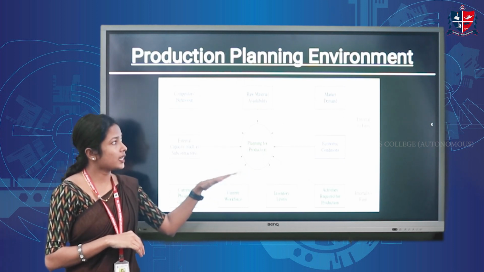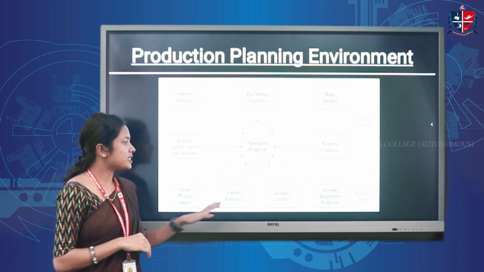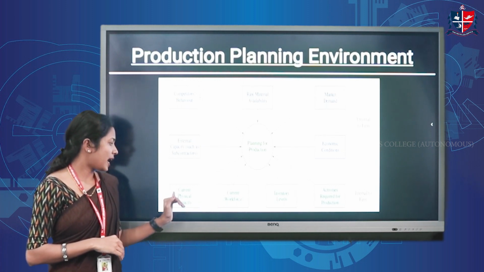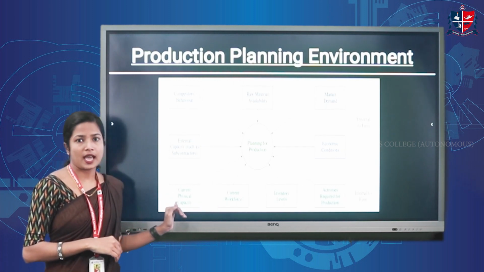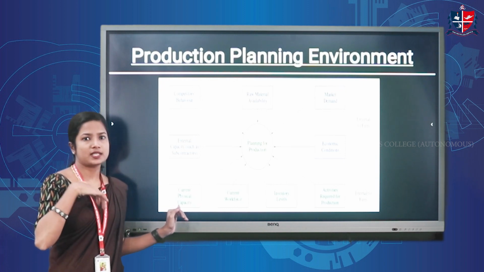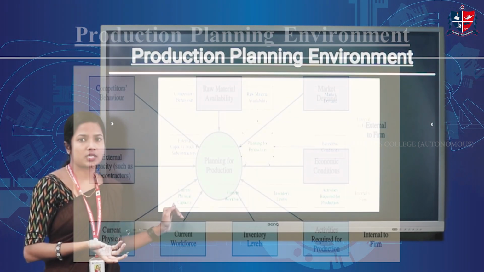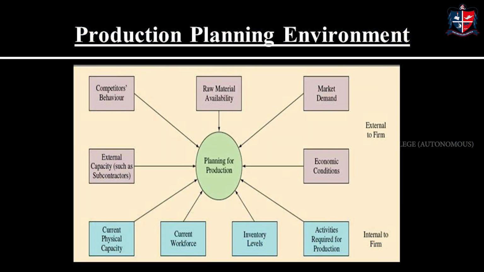section is the internal environment. Under the internal environment, there are four types. First one is the current physical capacity. As I told earlier, our company's capacity: what all production we can do, what all human resources are there, what all machineries are there. That is the current physical capacity. Second one is the current workforce. What all employees we have now in our company.